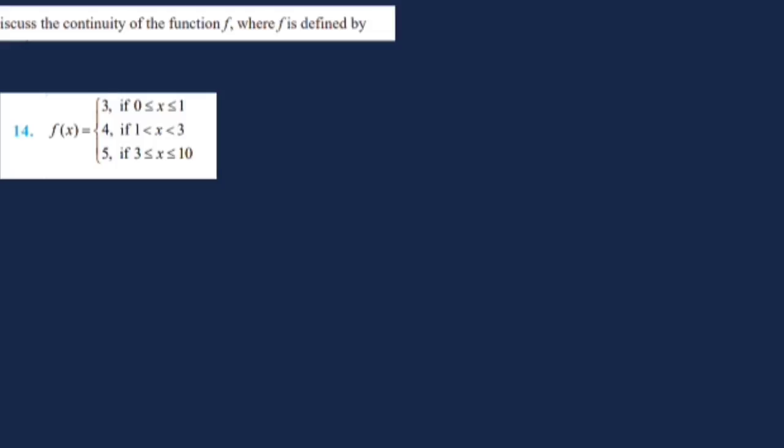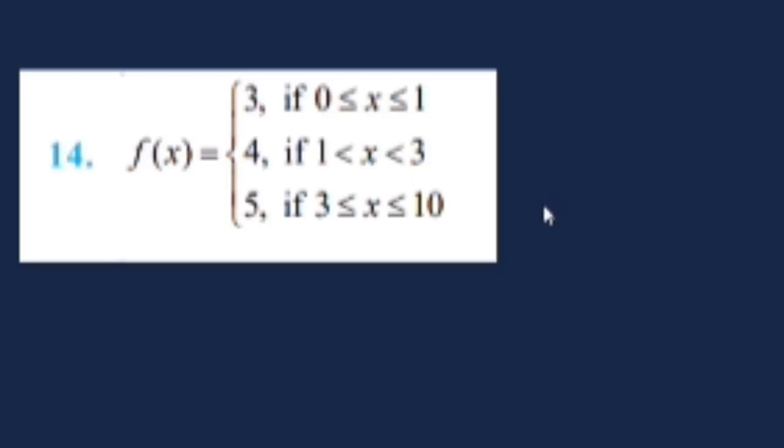So now the 14th one, discuss the continuity of the function f when f is defined as, here the interval is a closed interval, that is it is from 0 to 10. Now 0 to 1 it is given as 3, 1 to 3 it is 4, 3 to 10 it is 5. So it is because of the closed interval. There are so many cases here.